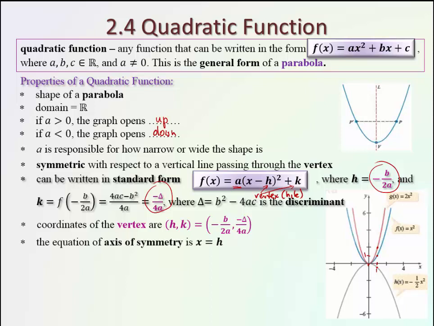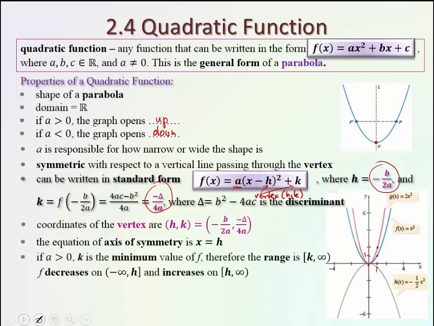As we mentioned before, since a parabola is symmetric with respect to the vertical line coming through the vertex, the equation of this axis of symmetry, since this is a vertical line, has the form x equals the first coordinate of the vertex, which is h.